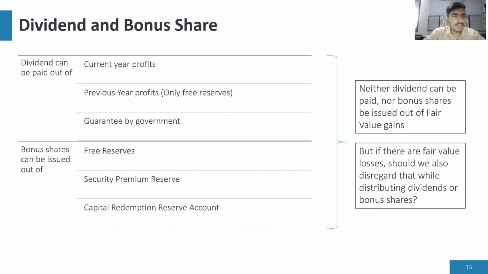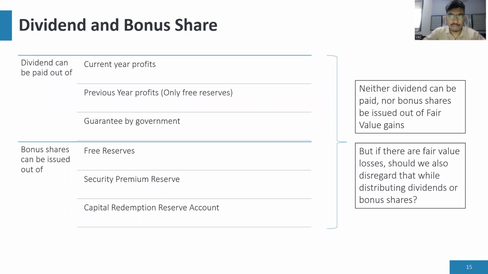As we discussed already, the dividend is declared out of current year profits. Hence, apart from current year profits, only free reserves are the source out of which you can declare dividends. As these are defined that way, we are more inclined to believe that dividends cannot be paid or bonus shares issued out of fair valuation gains.